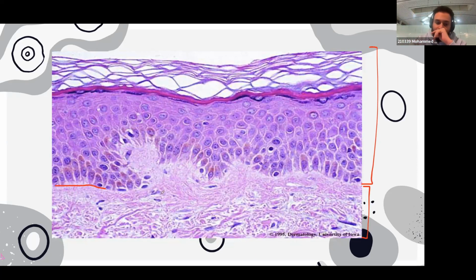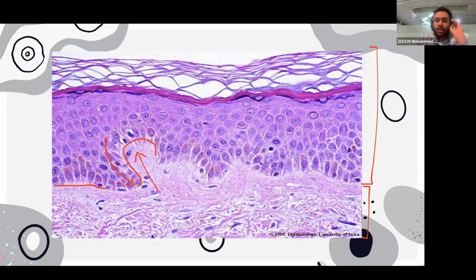Now you see this part of the dermis going into the epidermis. What do we call this? Dermal papilla. Perfect. Now let's go into the epidermis. You see firstly the part that's going into the dermis. What do we call it? Rete pegs or rete ridges, whatever. So this is the difference between dermal papilla and rete peg.